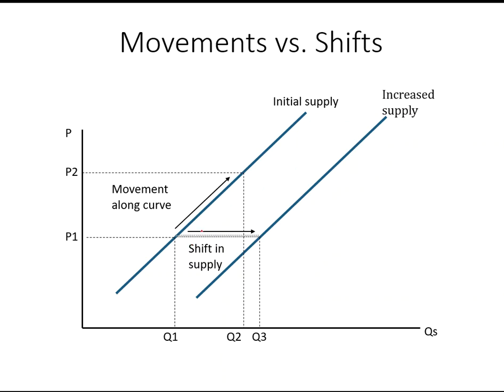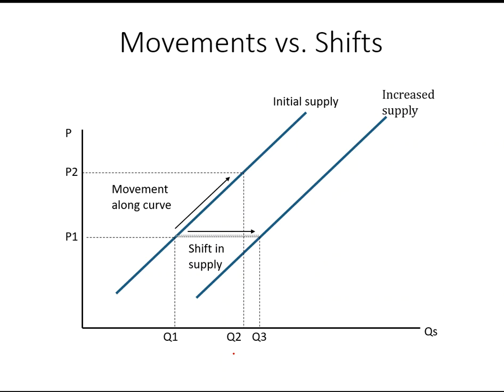This is called a change in supply. Before, at price P1, we could produce the amount Q1. Now we can produce the amount Q3. So you can see the change in supply and the change in quantity supplied are two totally different concepts. When you work on this week's homework, please pay attention to what they are asking for. Are they asking for a change in quantity supplied, or a change in supply? Make sure you can distinguish them.